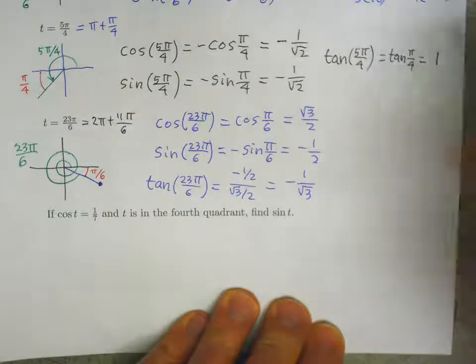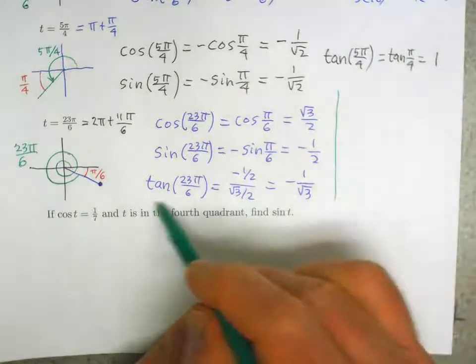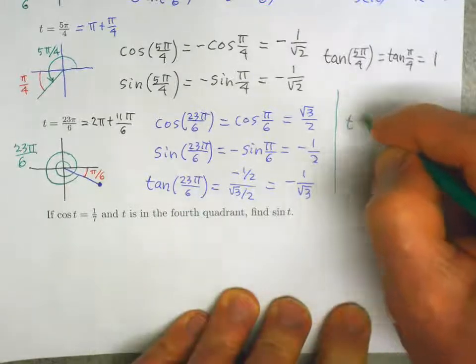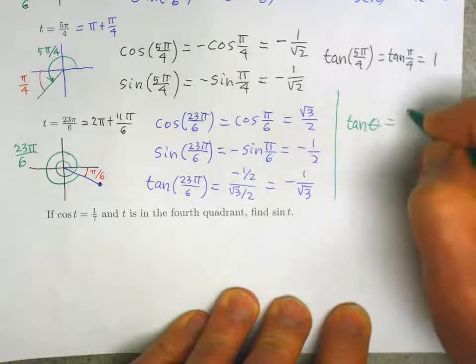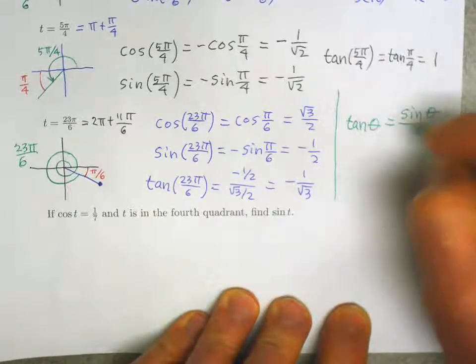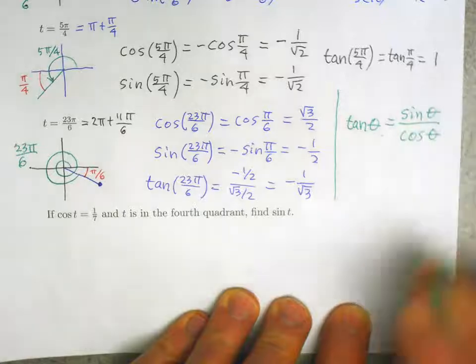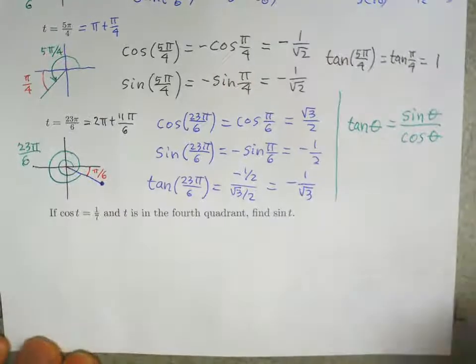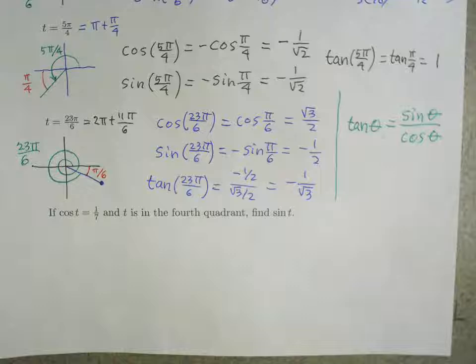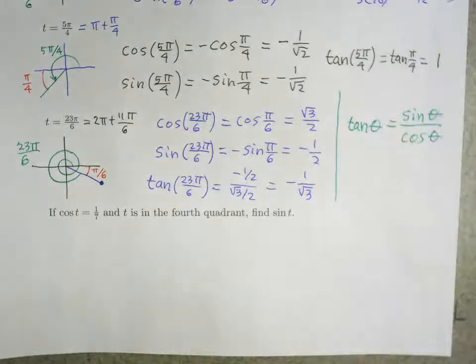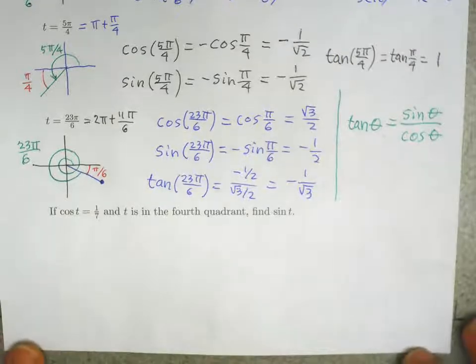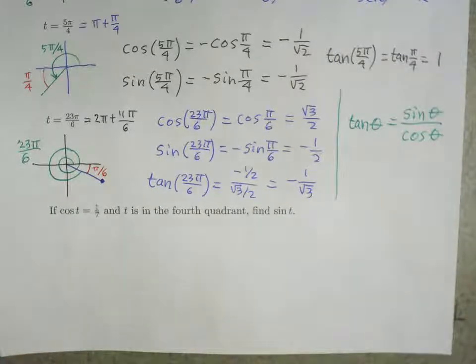So just to reiterate what I did in this last step, I'm using an identity. Tangent of theta is equal to sine of theta divided by cosine of theta. Okay, now we'll look at a different, not quite so different, we did something kind of like this earlier. If cosine of t is equal to 1/7, and t is in the 4th quadrant, find sine of t.